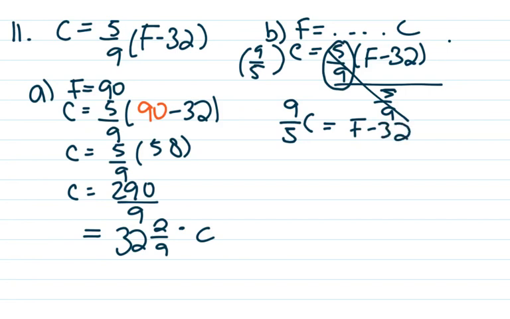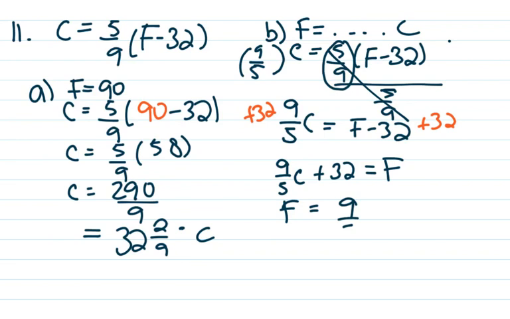And then I'm going to add 32 to both sides. So now I have 9 over 5c plus 32 equals F. I don't know why I wrote that F backwards. So F equals 9 over 5c plus 32.